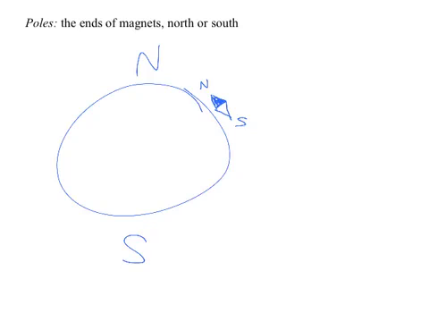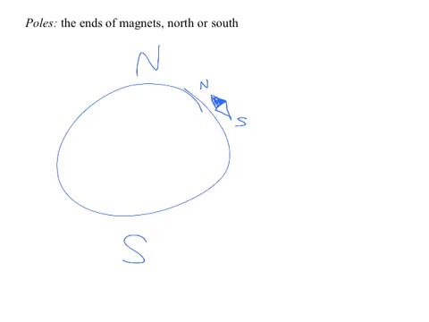Third, magnetic poles themselves cannot be isolated. They always come in pairs. Wait, would you say can be isolated? The magnetic poles. And we'll talk more about that in 21-2. But magnetic poles cannot be isolated.